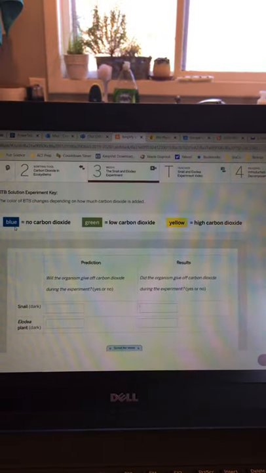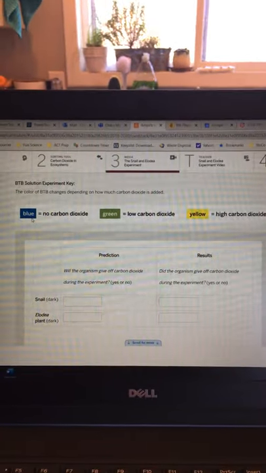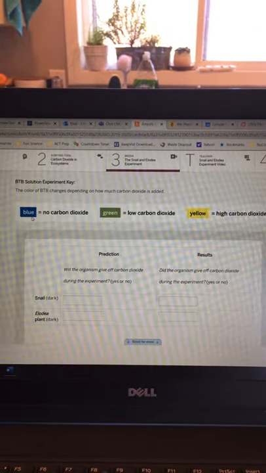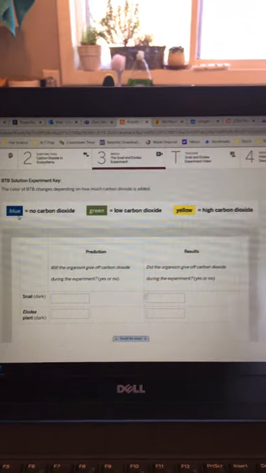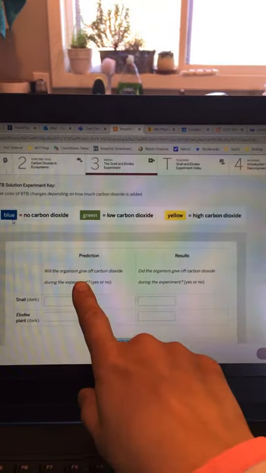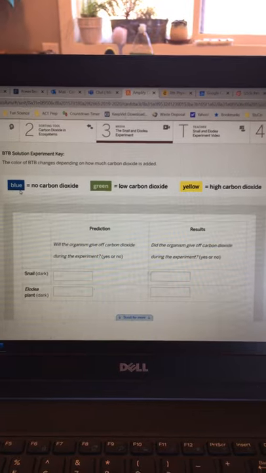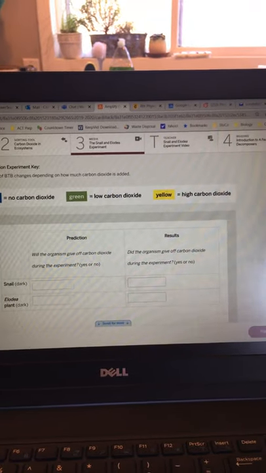The second vial is going to have a producer, which is the Elodea, in it. We know producers use carbon dioxide and go through photosynthesis. And our last vial, vial C, will be the snail. Okay, so what you guys are gonna do is make predictions.